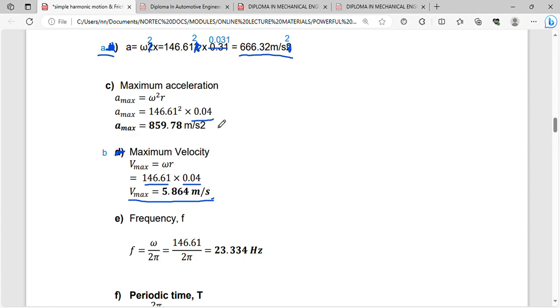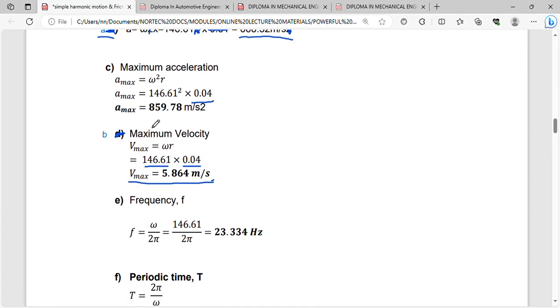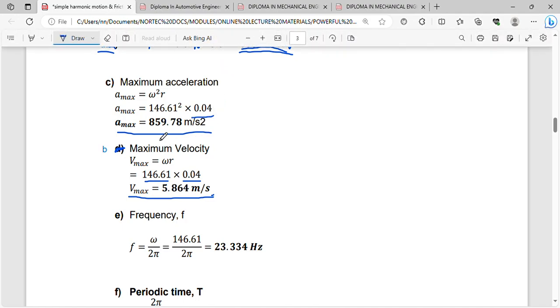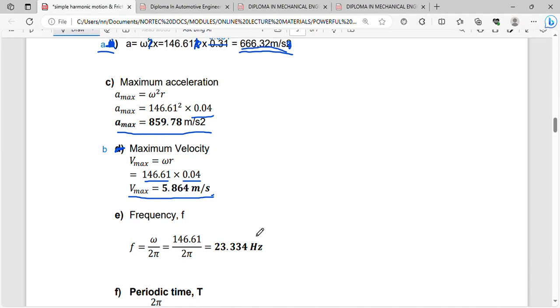Oh, you've already gone to maximum acceleration. Okay, thank you. So the first one has given you 666.32. Great. Yeah, the maximum acceleration, that's good. You just substitute. Instead of 0.031, you use 0.04. So it's now 146.61 by 0.04. Is it giving out 859 or something else?